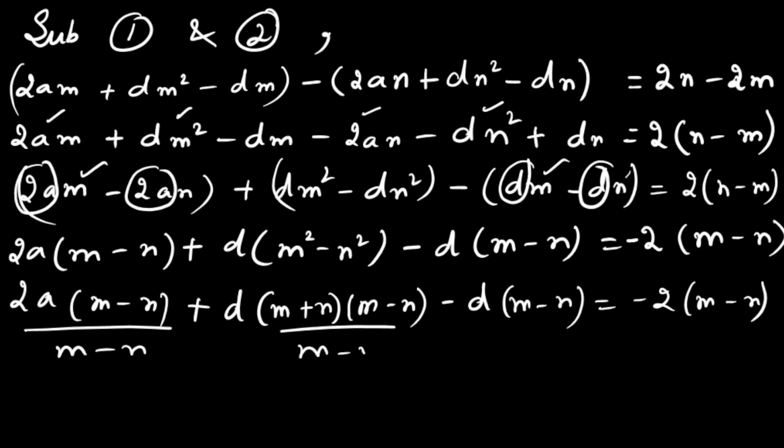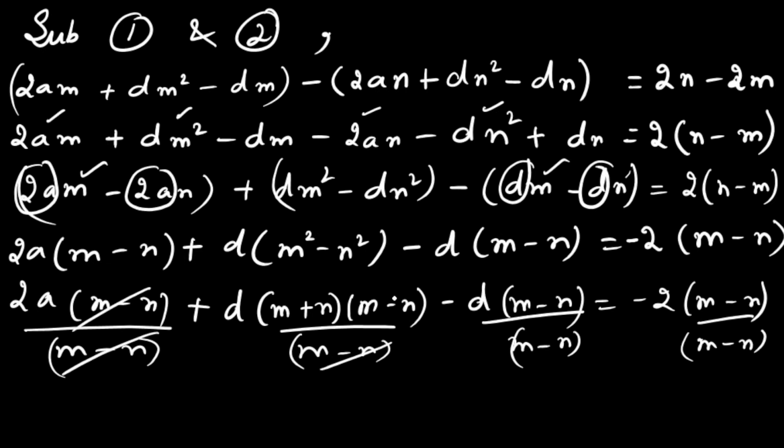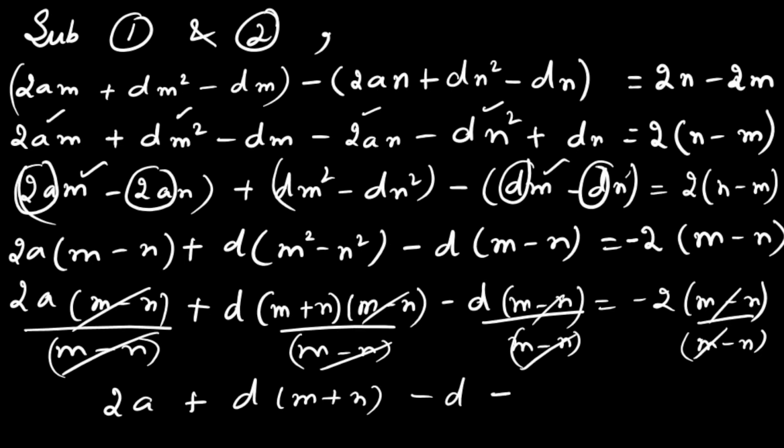So let's divide the entire equation with the common factor. I'm just dividing the entire equation with the common factor. So m minus n and m minus n will get cancelled. So what we are left with now, 2a plus d into m plus n minus d is equal to minus 2. Let us further take d common from this.